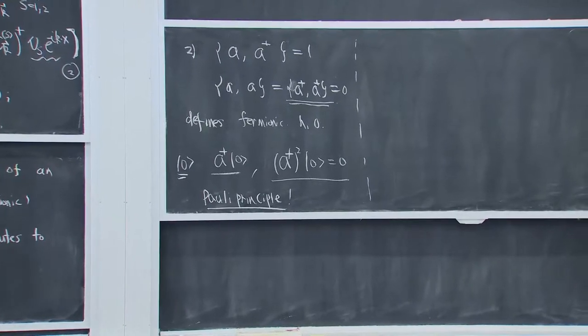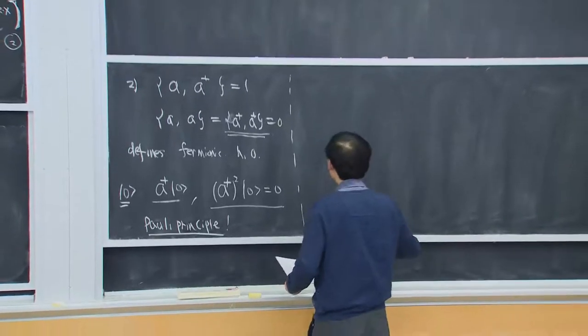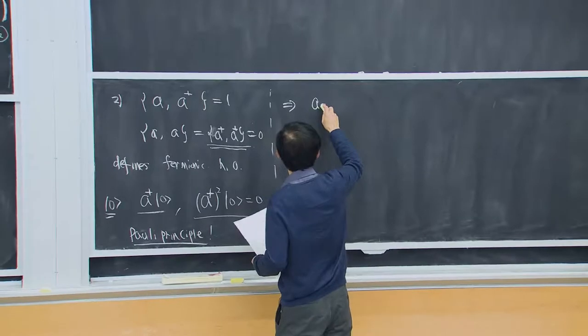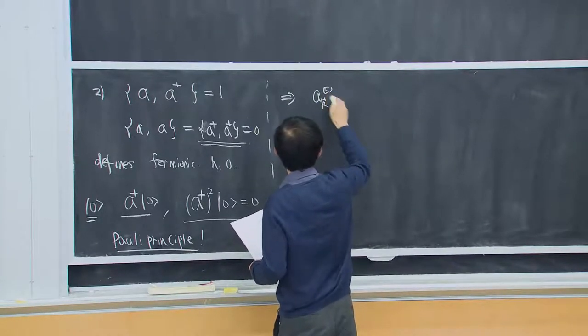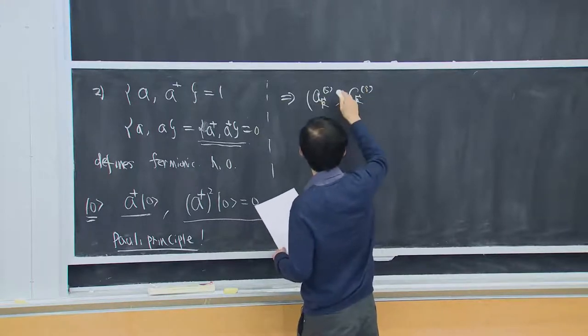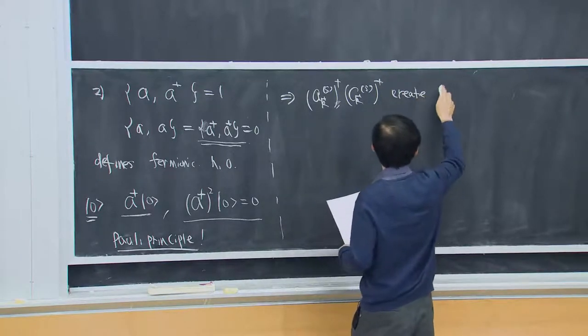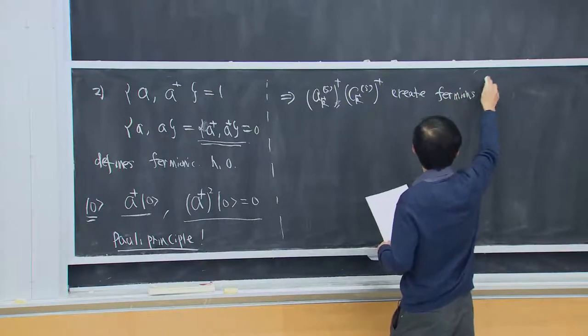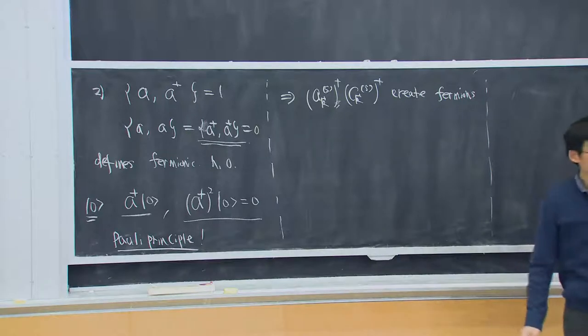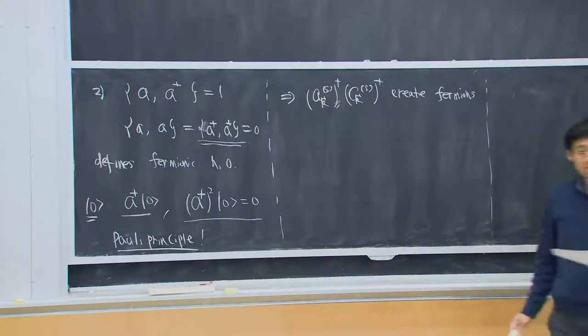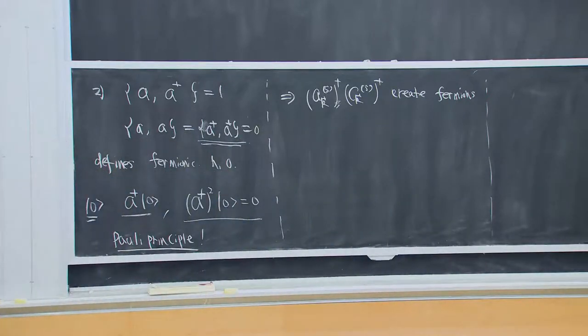So here we conclude that a dagger_{k,s} and c dagger_{k,s} create fermions. They create particles which obey the Pauli principle. Good. Any questions on this?